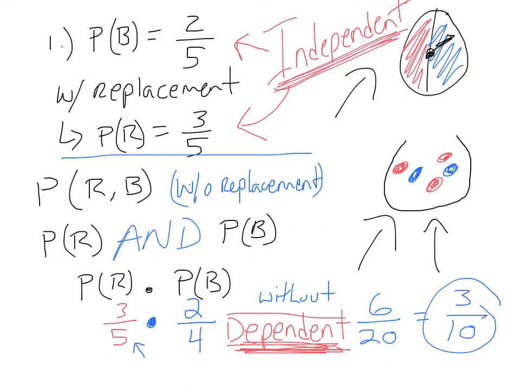Dependent events depend on what happened before. Independent events are unchanged, like the spinner or like the flipping of a coin. What happened before doesn't matter, because if you flip a coin the 100th time, you still either get a head or a tail.